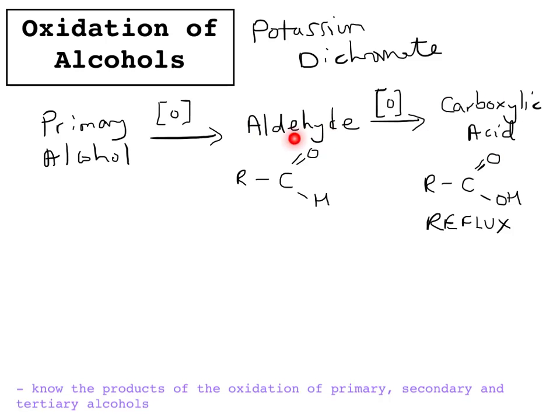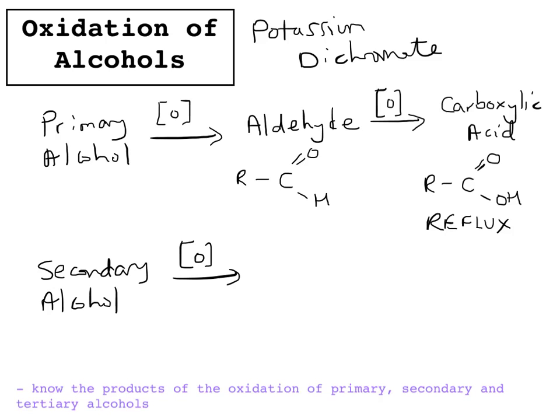by the oxidation of the aldehyde by potassium dichromate. If you have a secondary alcohol, then you only have one C-H bond to break, and so this can only be oxidized once, and what that will make is a ketone. What a ketone has is a C=O double bond, but on either side there are R groups.